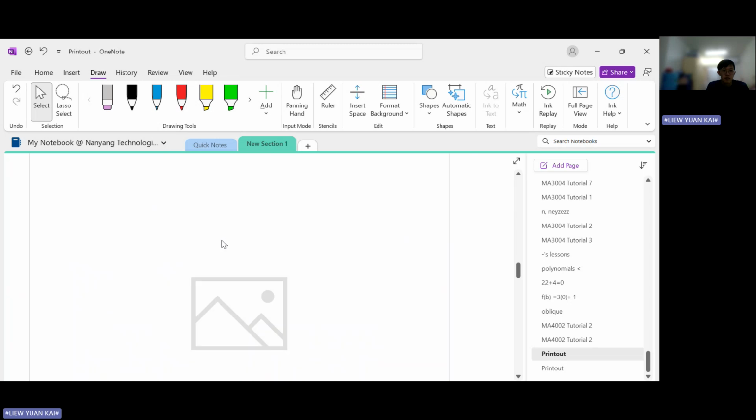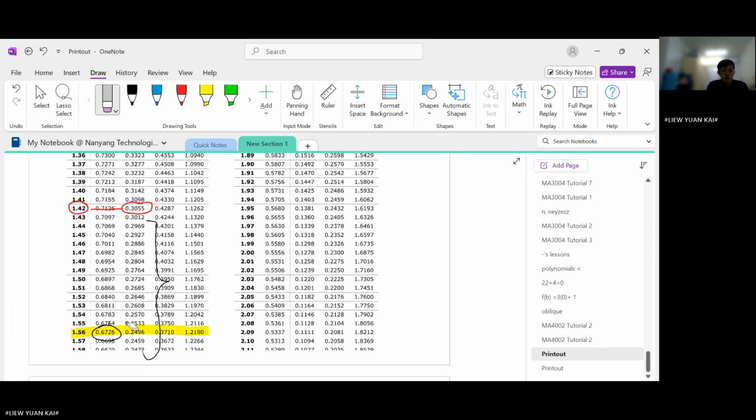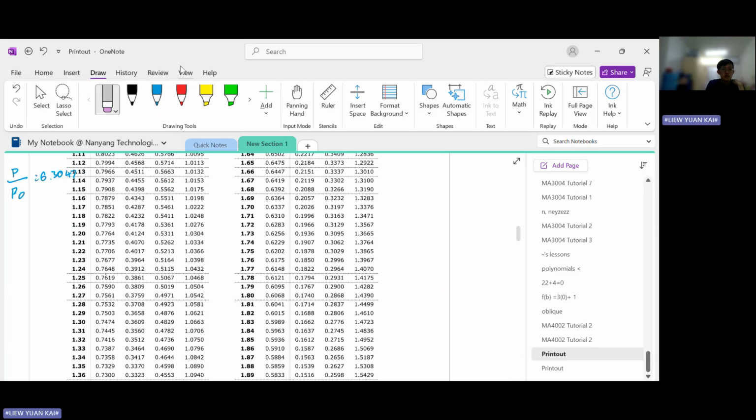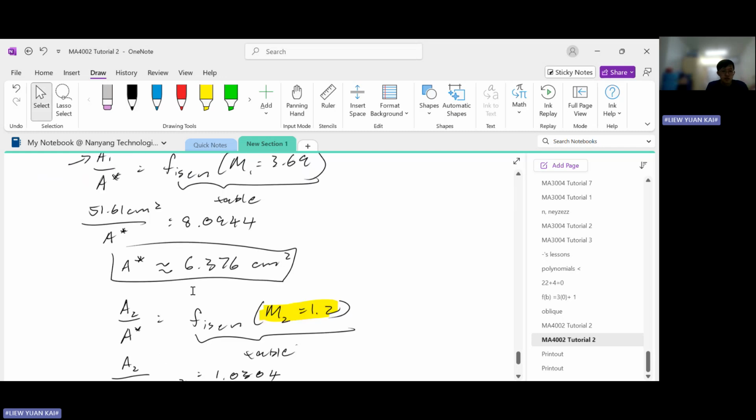So go find when the Mach number is 1.2. This is the row where Mach number is 1.2, and then the area ratio is 1.0304. Okay, so we use that value. And A2 is equal to 6.57 cm². Okay, so this is how you get the area.